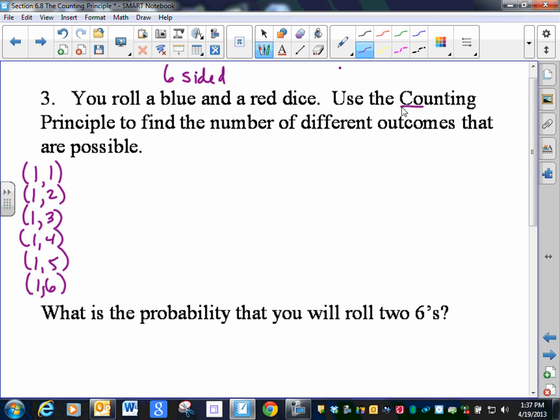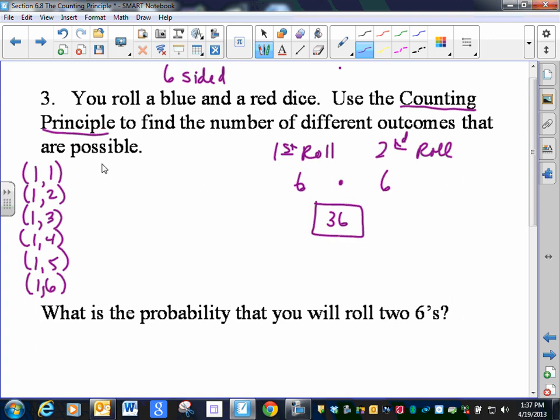But using the counting principle, we ask ourselves, how many possible combinations do we have on the first roll? We have 6 things that can happen. It's like 6 choices of bread. How many things can happen on the second roll? 6. Multiply them together and you get 36 possibilities. This is 6 of them. You would have 5 more lists that look just like this with the numbers 2, 3, 4, 5, and 6 to get your 36 possible combinations.